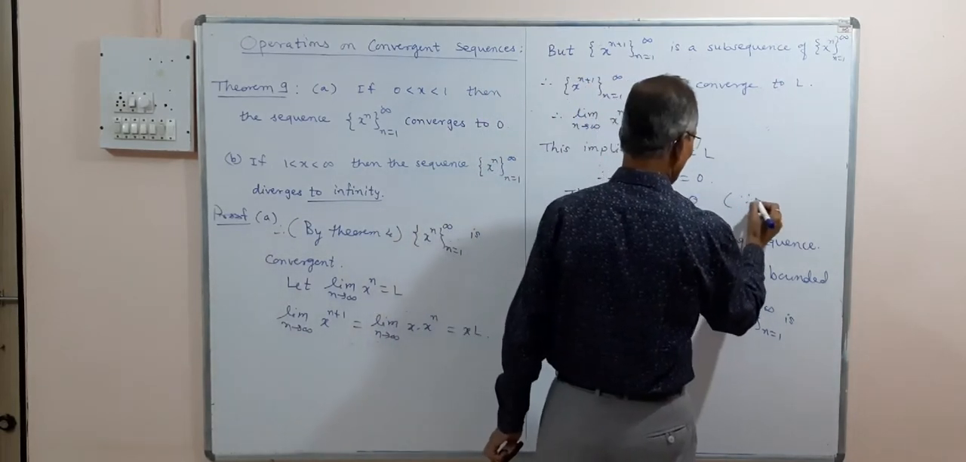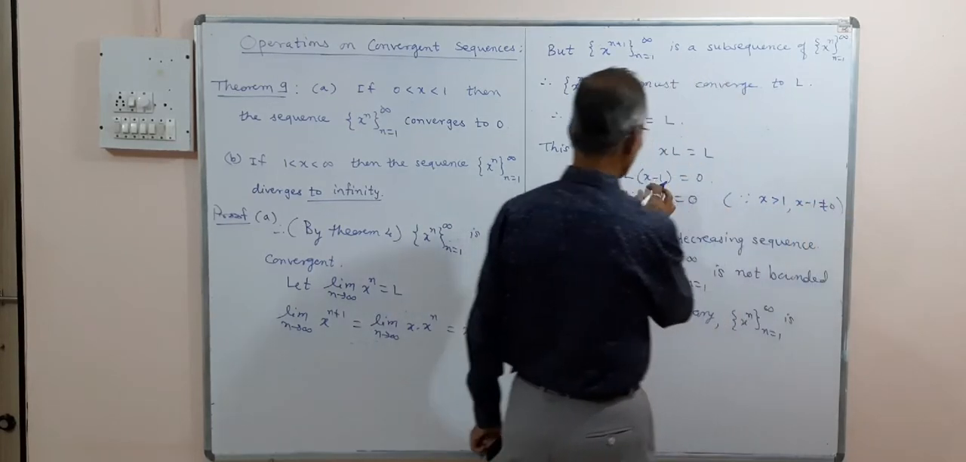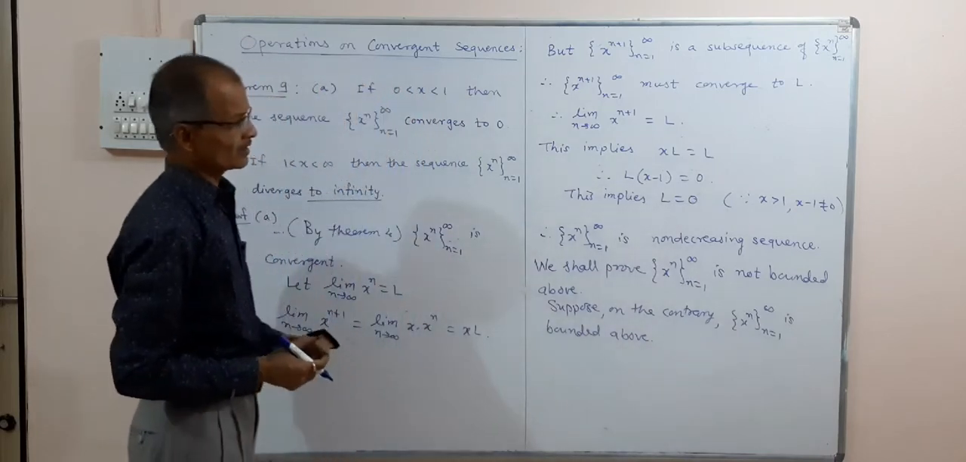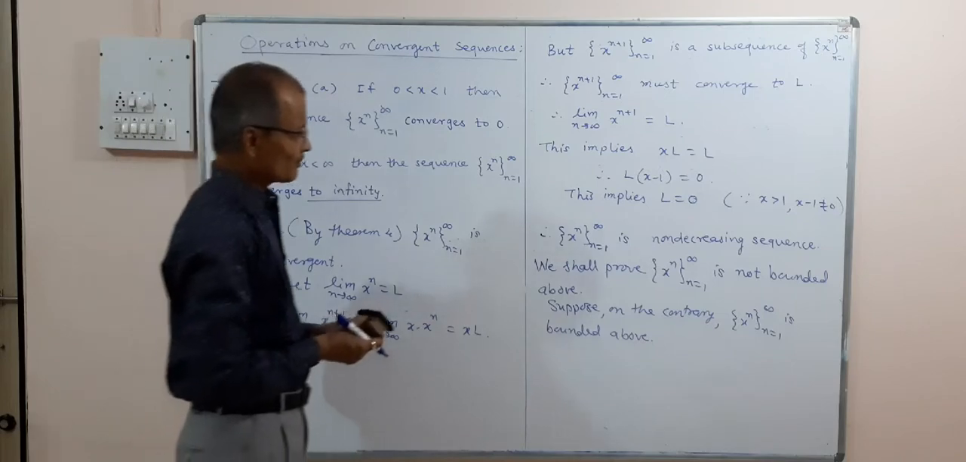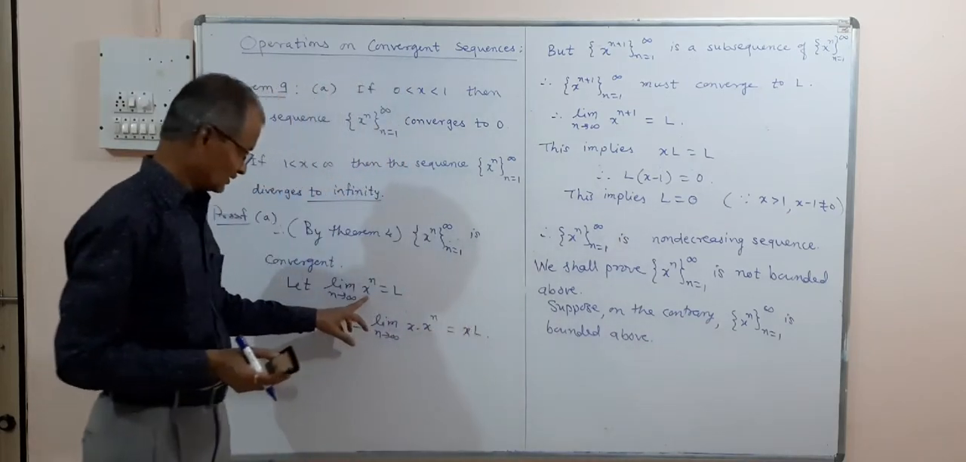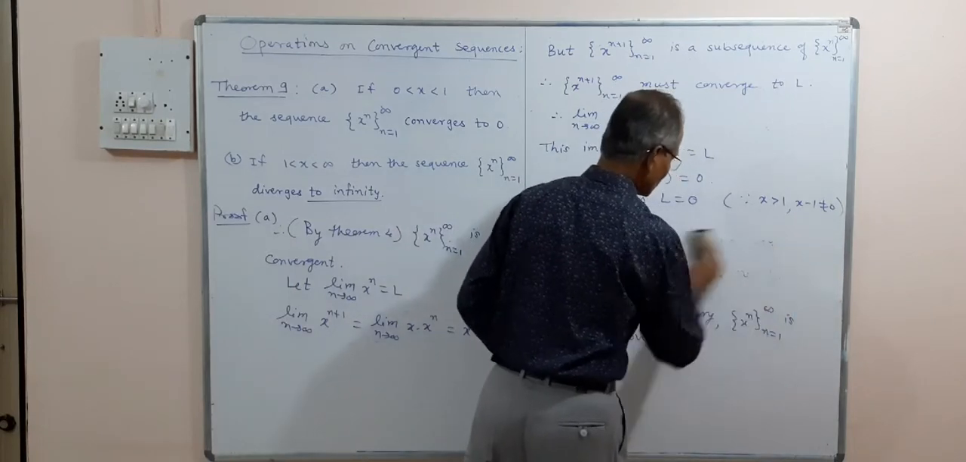Since x is greater than 1, x minus 1 is not equal to 0. Product of two terms is 0, at least one of them is 0. So this implies L is 0. But what is L? L is the limit of this x raised to n, and that is limit of x raised to n is 0.